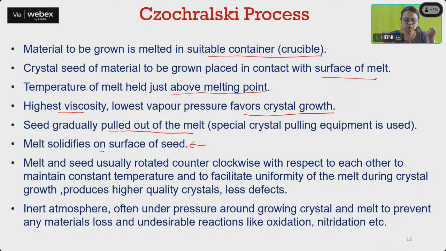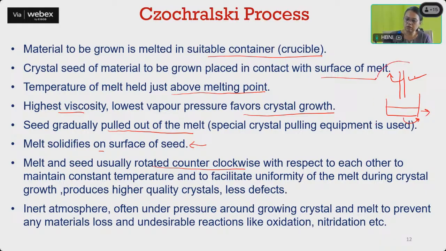The melt and seed usually rotate counterclockwise. Means if this is my seed and I am rotating my seed in this direction, the crucible can rotate in the opposite direction to maintain a constant temperature and facilitate uniformity in the melt. But this crucible rotation is generally used when we are growing very large crystals. Generally in lab size systems, only the seed is rotated. And this leads to the growth of very high quality crystal and fewer defects.